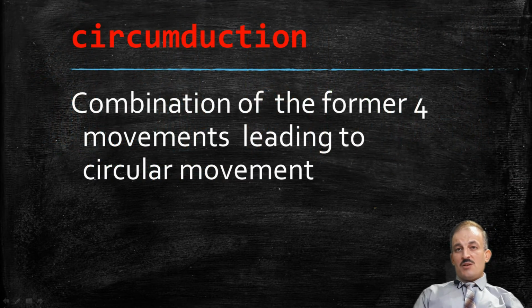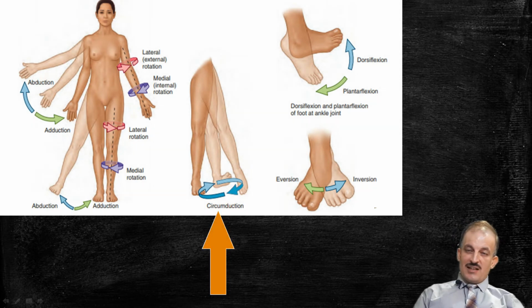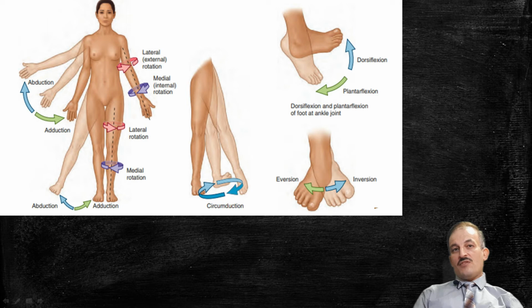Now circumduction is a combination of all the former four movements, that is to say flexion, extension, abduction, and adduction, which makes a circular movement, like when I draw a circle with my hand. It is called circumduction. Like this one in the middle, this is circumduction of the lower limb. Circumduction of the upper limb also.